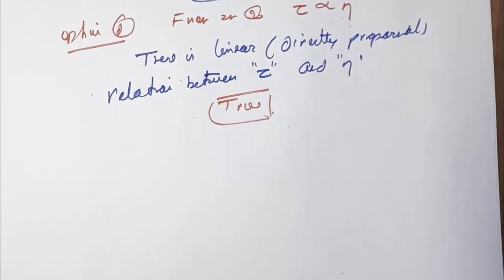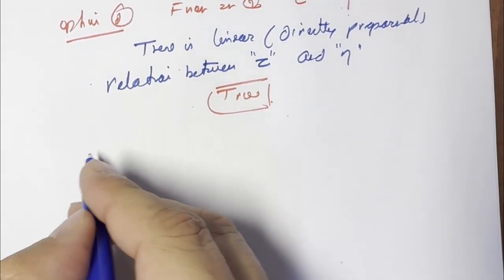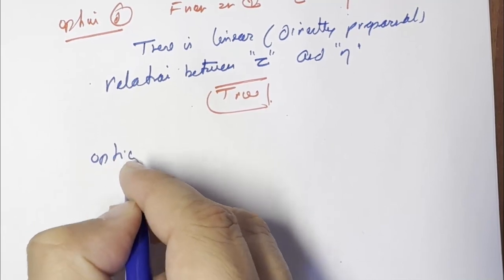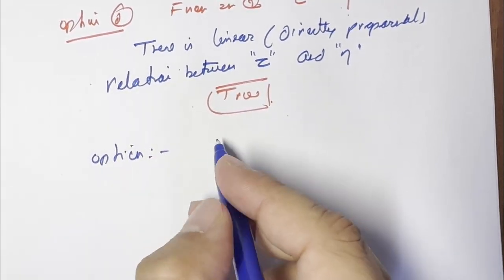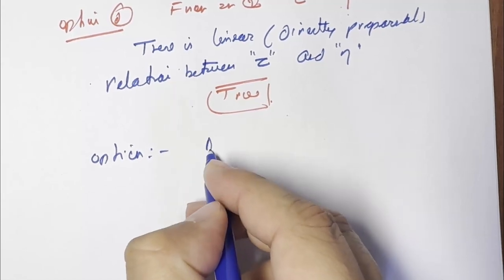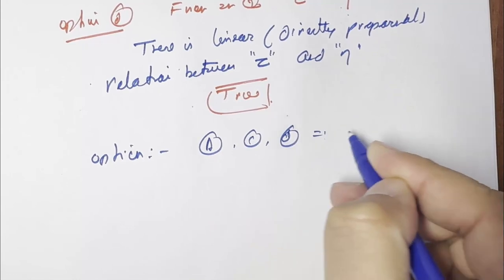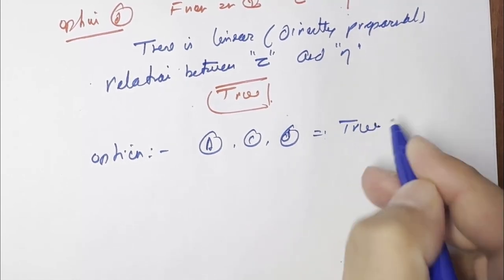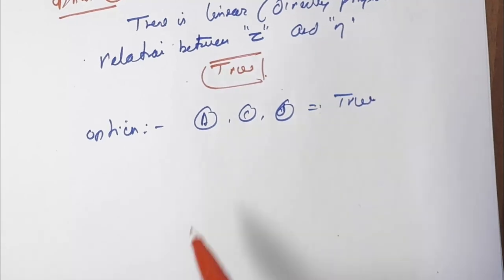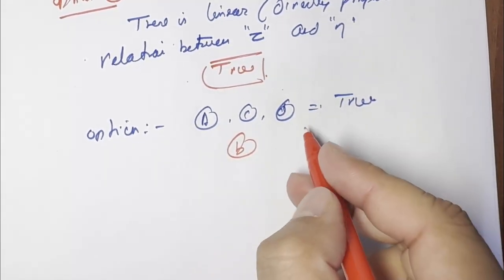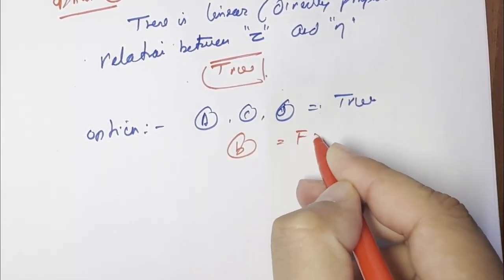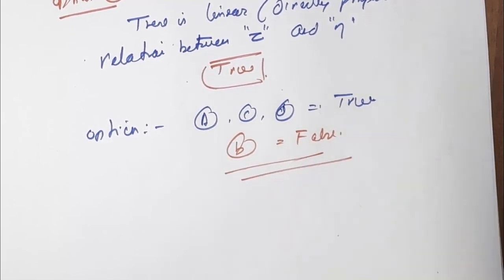So finally, we can say that options A, C and D are true, whereas option B is false. So this completes the question. Thank you.